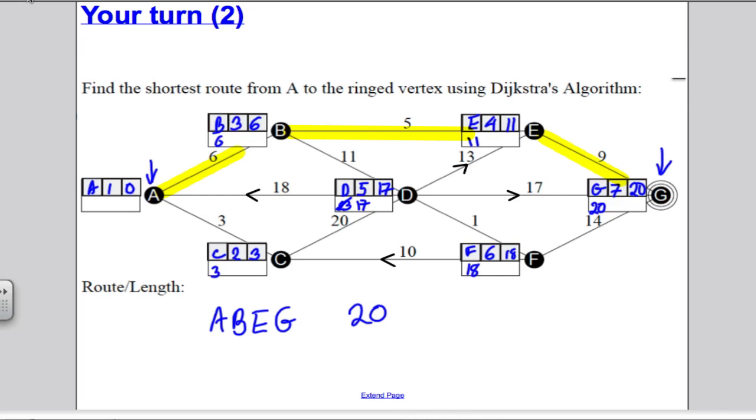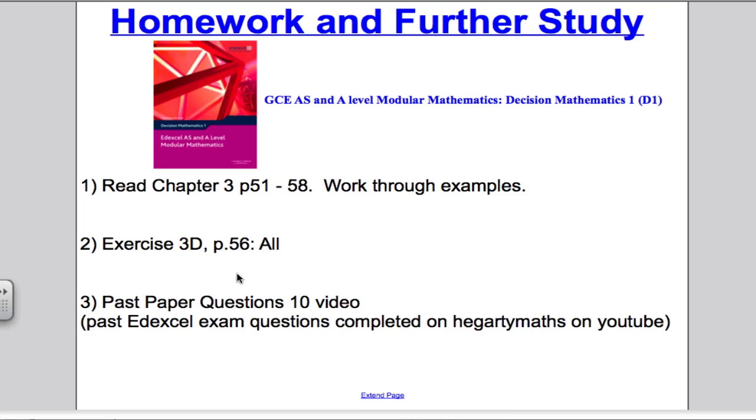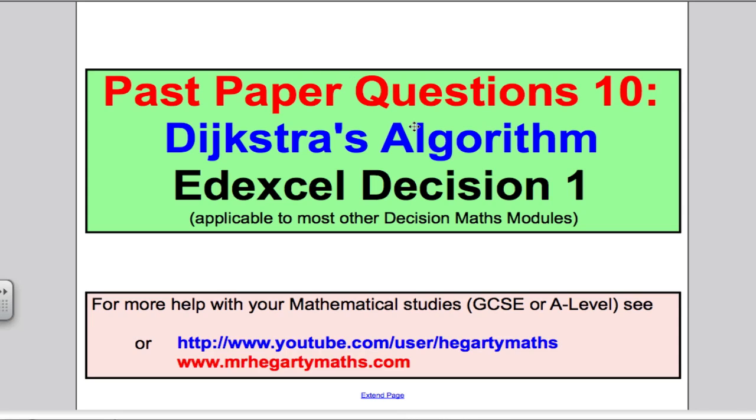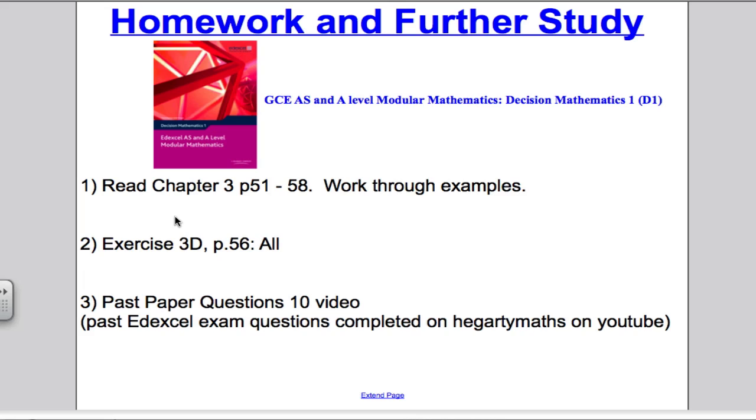Finally, to finish, here are some questions to do further. I would suggest you read chapter 3, pages 51 to 58 and look at the examples, in particular on digraphs, because I just mentioned them here, but there are a few good examples there. And exercise 3D on page 56, I suggest you do all questions. Last thing I suggest is you go to the past paper questions 10 video. It's going to be on Dijkstra's algorithm, some of the past paper questions that came up, so you could practice the theory you've just learned on the exam questions.